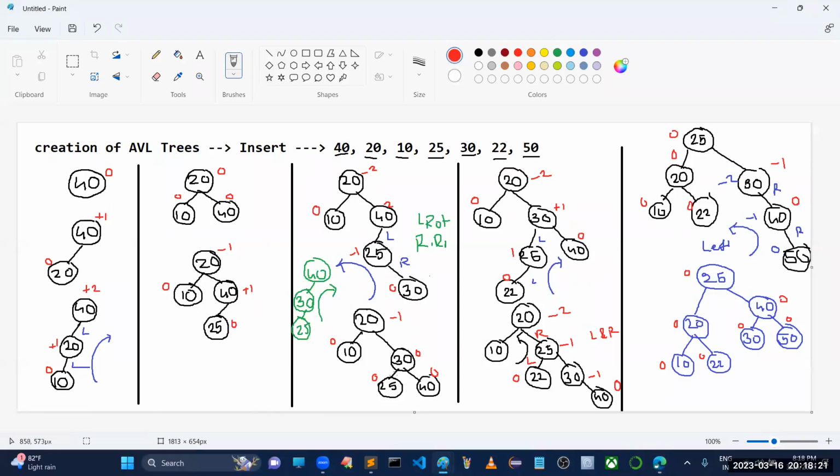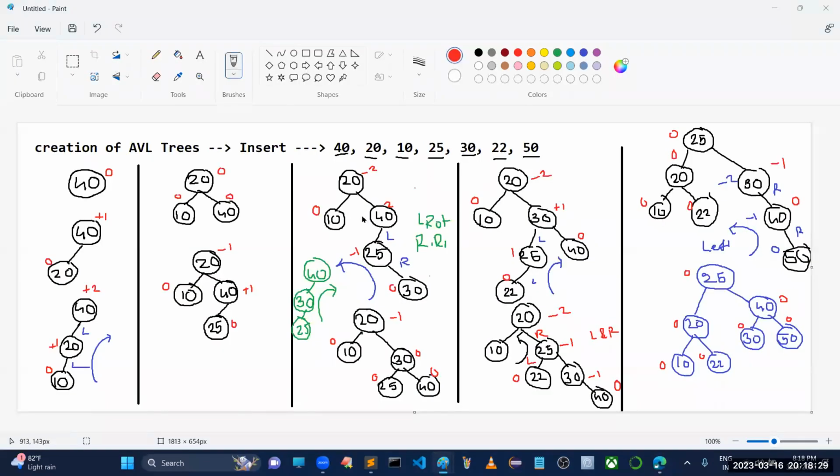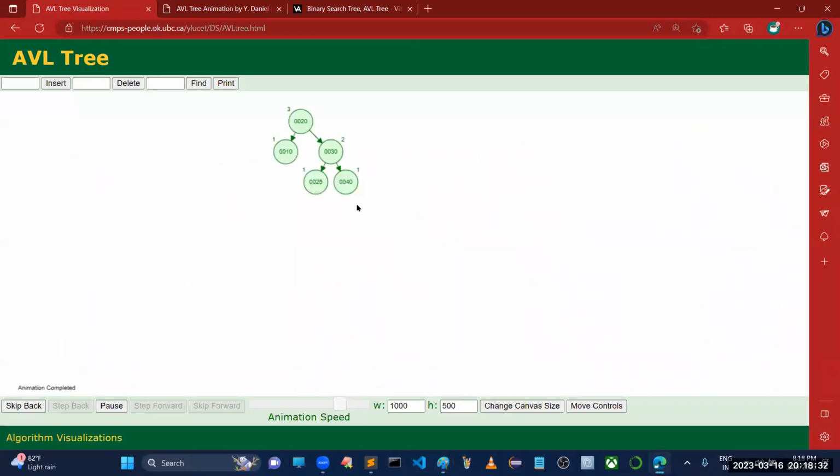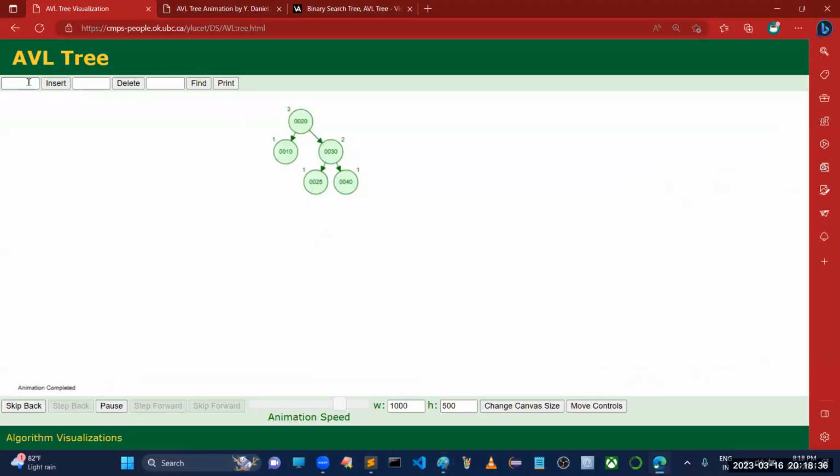Okay, good. Sir, now which element do we have to insert next? So 25 completed. After that 30, 30 also completed. Yeah, 22. 22 and the last number is 50. Remember, sir. I am taking 22, try to insert.